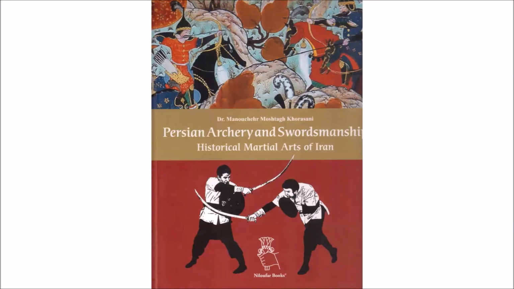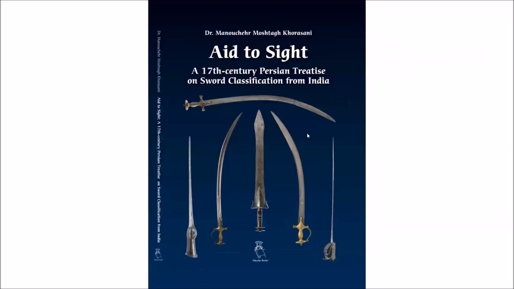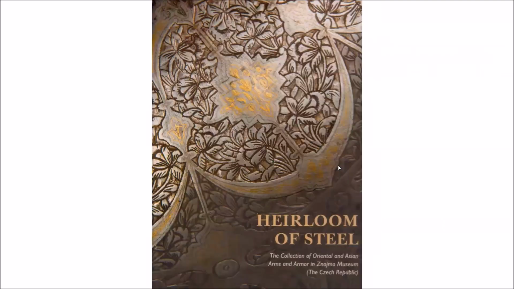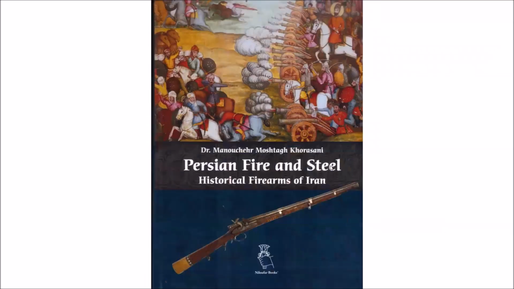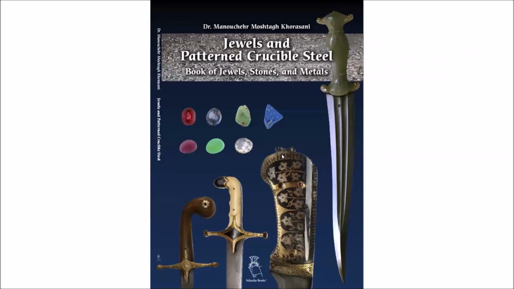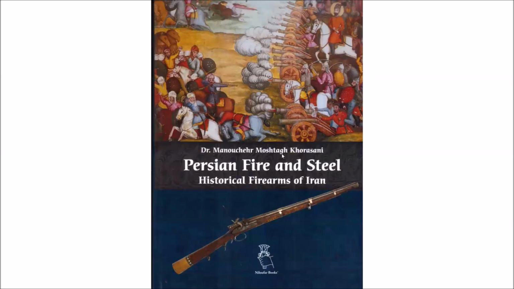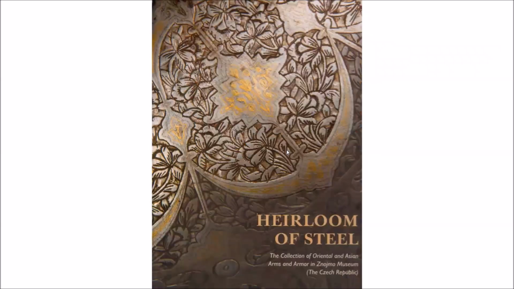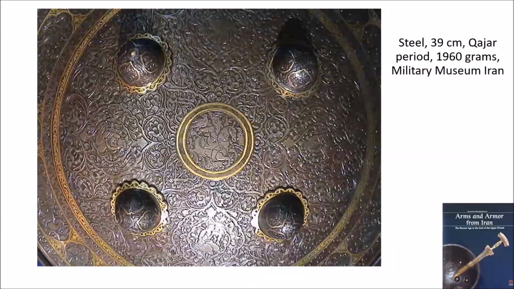Then Persian Archery and Swordsmanship is another book you can take into consideration if you wish. Then we have Aetosite, a 17th century Persian treatise on sword classification from India. It's about swords, it's not about shields, but very interesting ones in case you're interested. You can find shields in Heirloom of Steel again. And also it's about crucible steel. And if you're interested, also we have shields made of crucible steel, as I explained, and Persian Fire and Steel about Persian firearms.